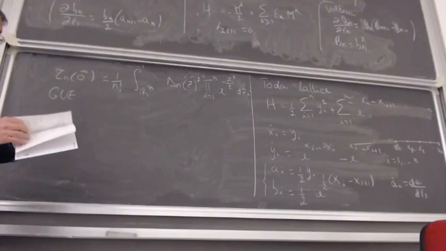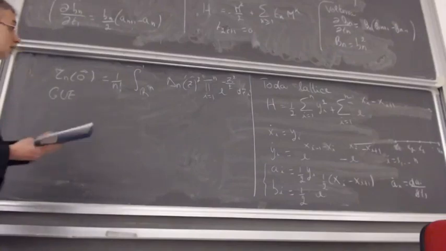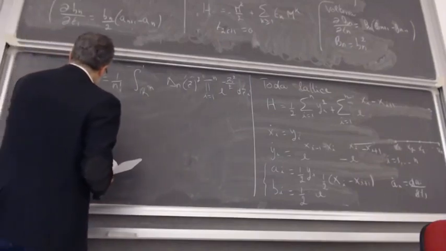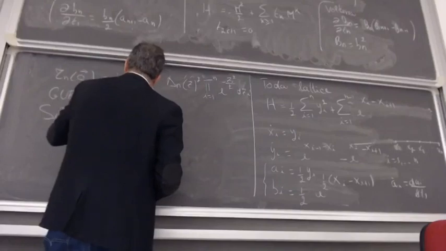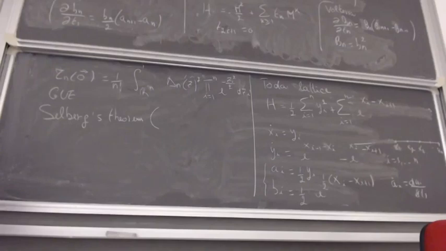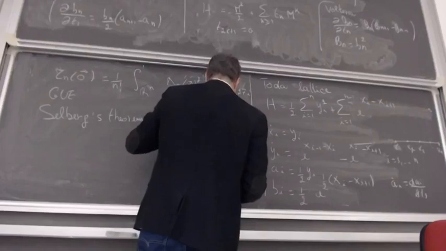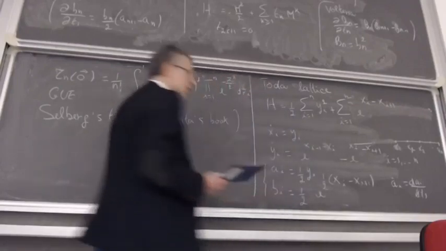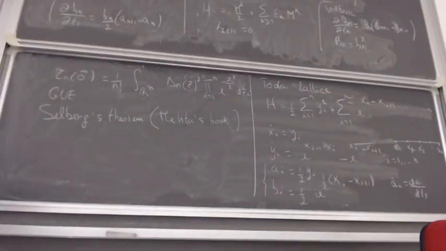In particular, this integral can be calculated explicitly using Selberg's theorem. You can find all the versions of Selberg's theorem in Mehta's book on random matrices. I'll refer you to that, and if you struggle to find the right one, I can tell you the page and the exact point in the book where you can find it.